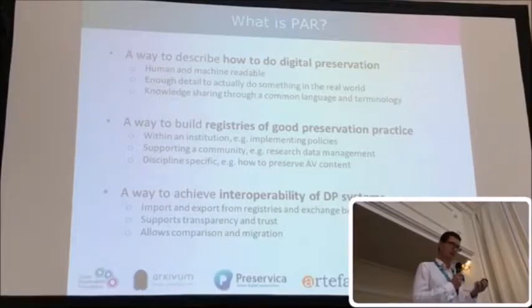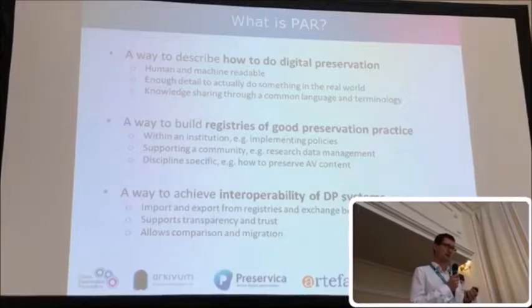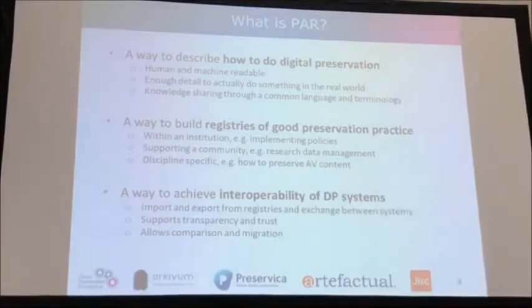And if you can have a description of how to do digital preservation, and you can have registries where you put those descriptions, that good practice, then you can start sharing it. So you can start exchanging this sort of information between digital preservation systems using APIs or protocols. And that's the third part of PAR. So these are the things that we're trying to do.